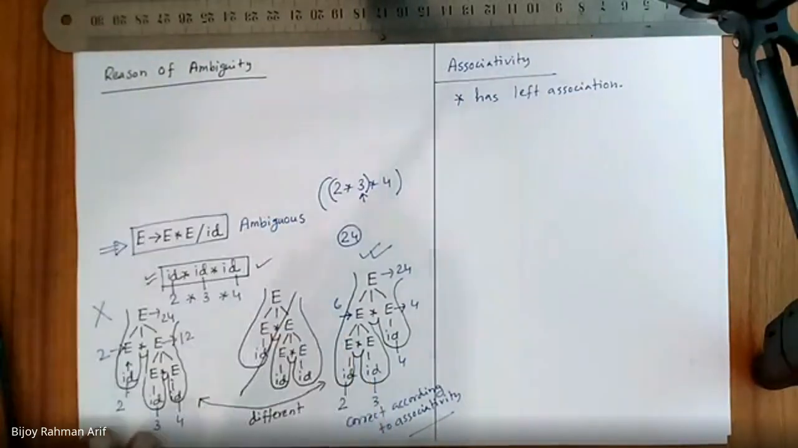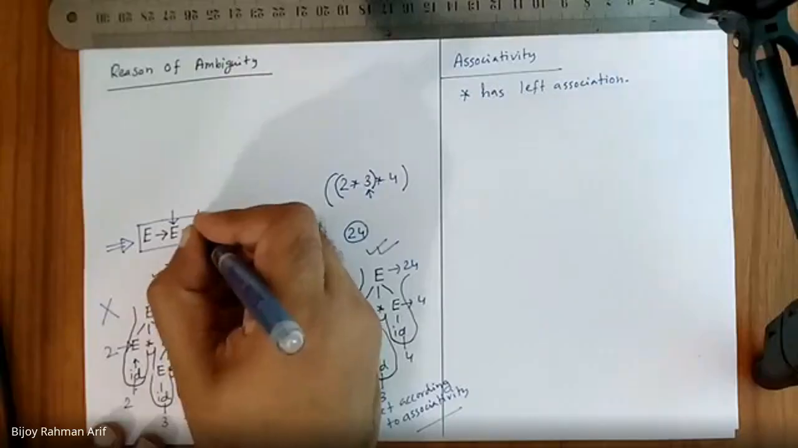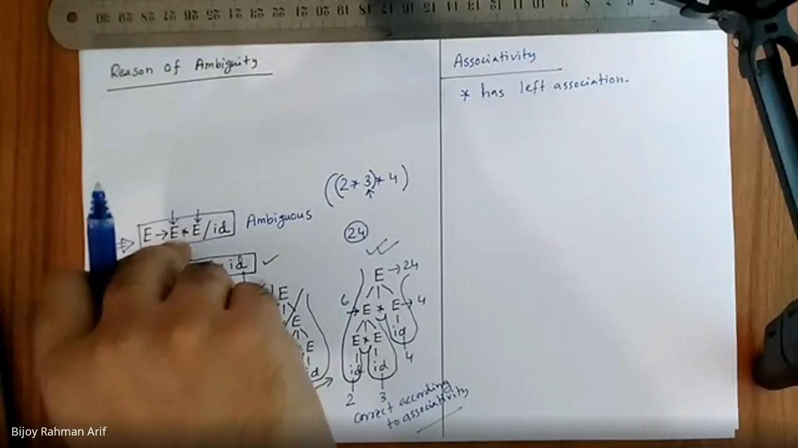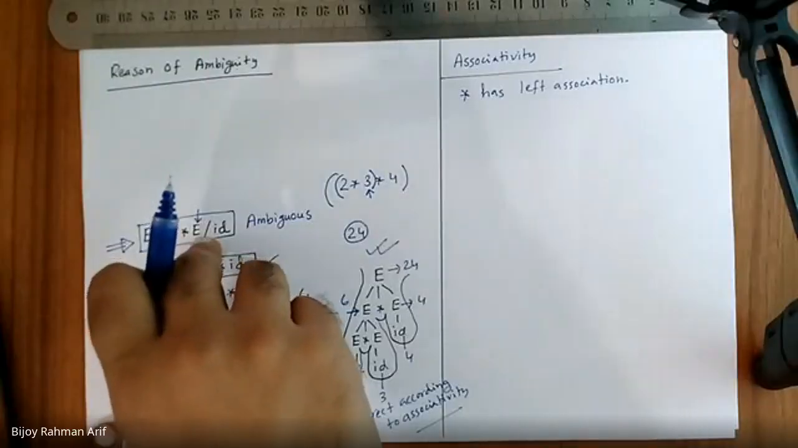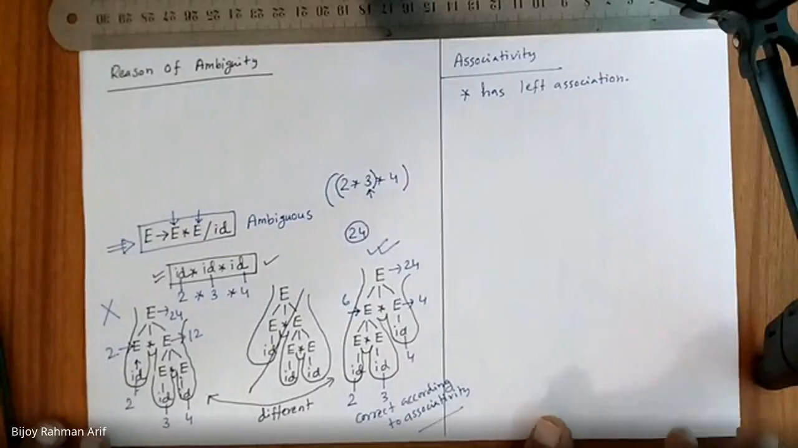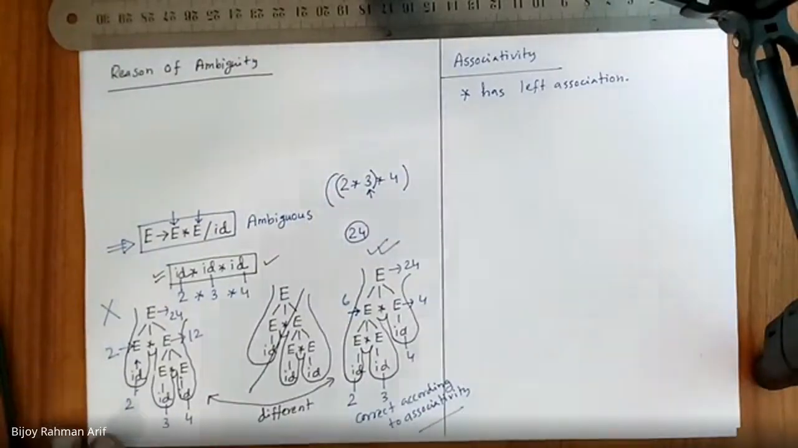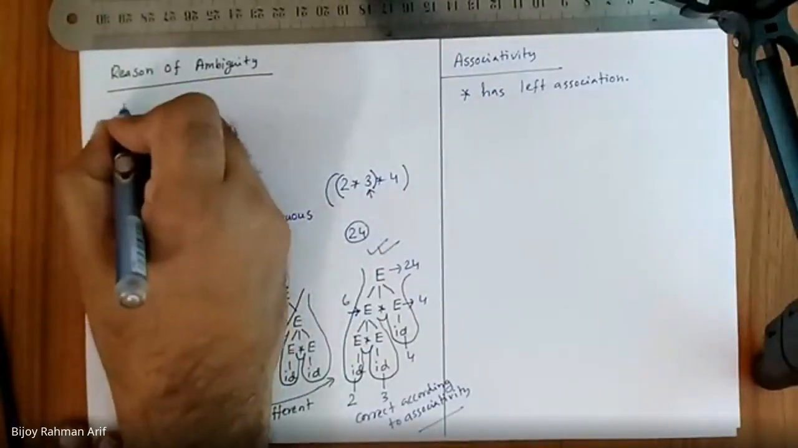In this case, this E can call it again, and this E can also call it again, right? This E is on the leftmost side, that's why it is called left recursion. This one is on the rightmost side, that's why it is called right recursion. Now you got the problem. As in this grammar, both recursions are possible, that's why the rule of associativity is broken. So our first reason of ambiguity is called associativity.